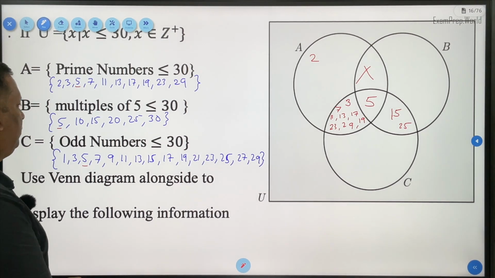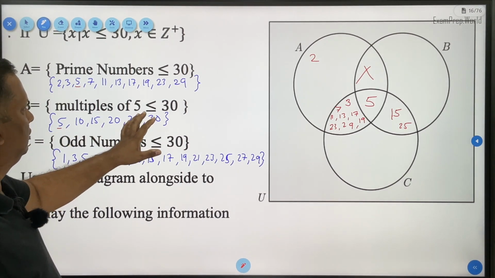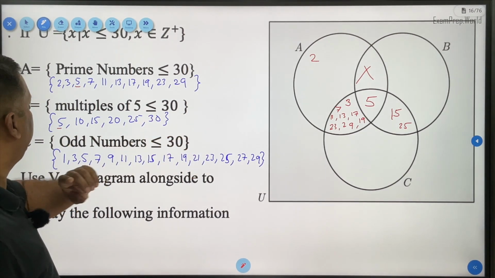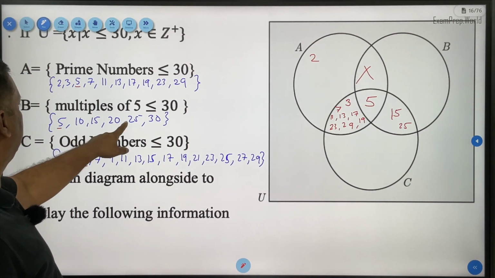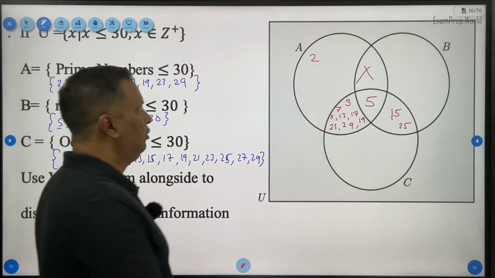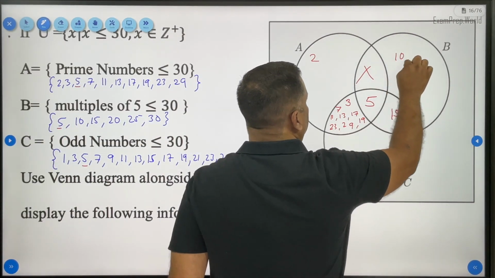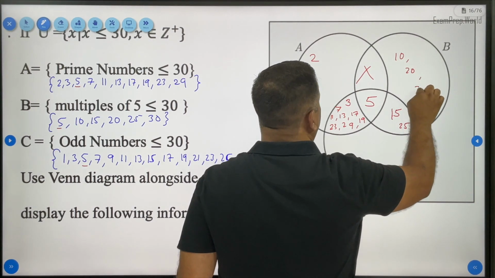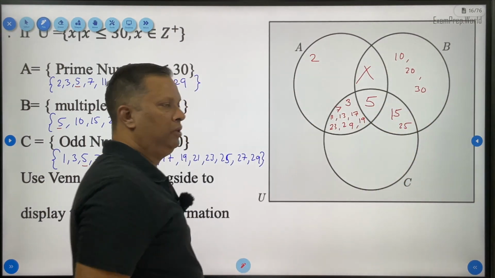So what are the elements of B which are not there here? 5, 15, 25 are done. So 10, 20 and 30 should be written over here. So all elements of B are also included.